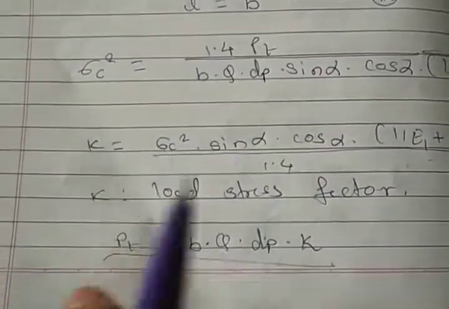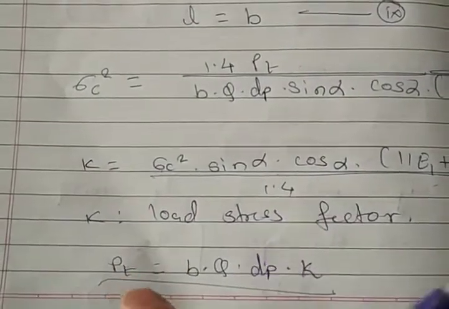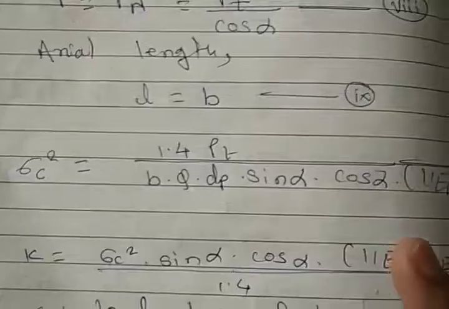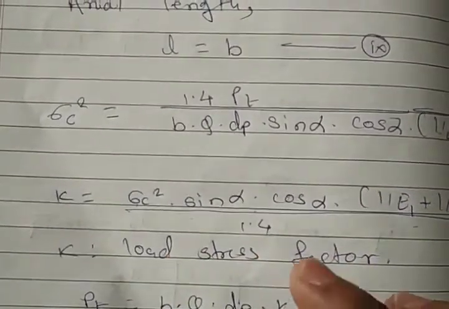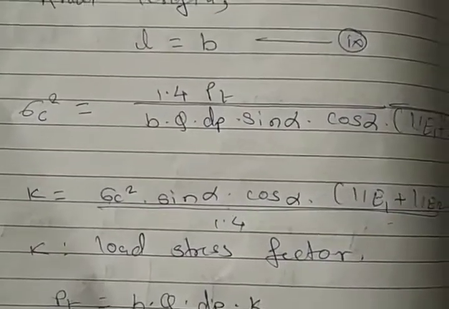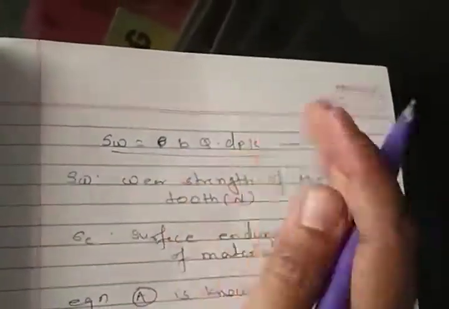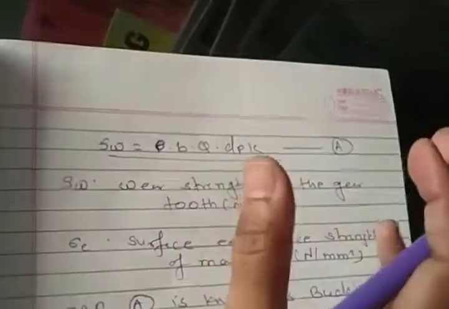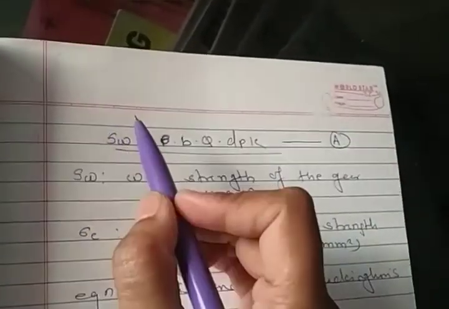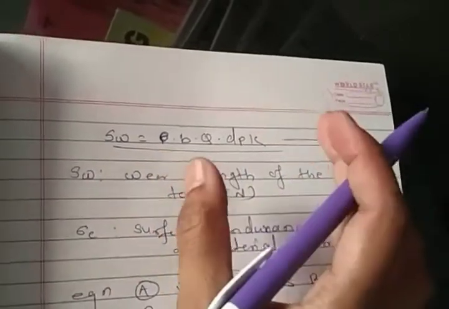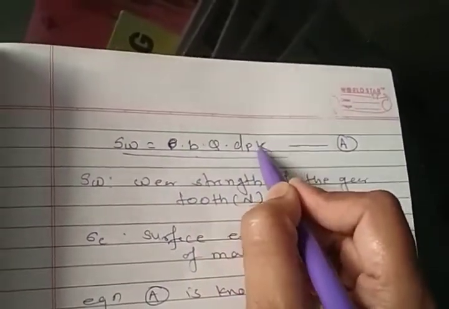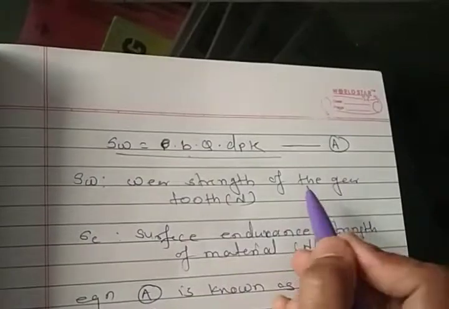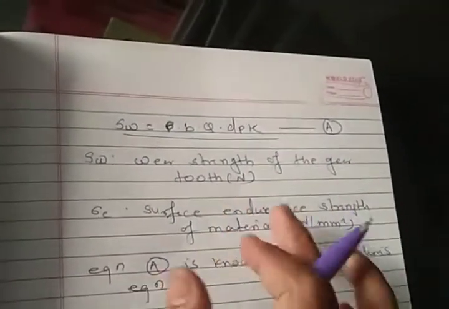Now when this tangential force is increased, the contact stresses also increase, and pitting occurs when the contact stresses reach the magnitude of surface endurance strength. Therefore we can say that wear strength is the maximum value of tangential force that a tooth can transmit without pitting failure. So Sw is equal to b q dp K, where Sw is the wear strength of the gear and sigma c is the surface endurance strength of the material.